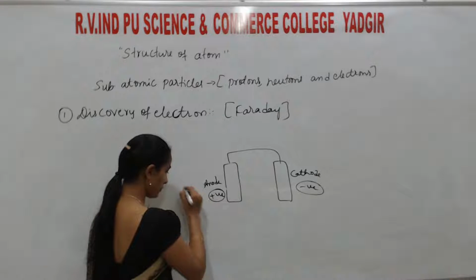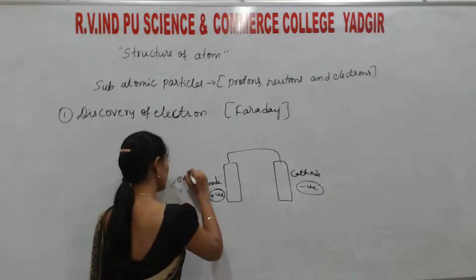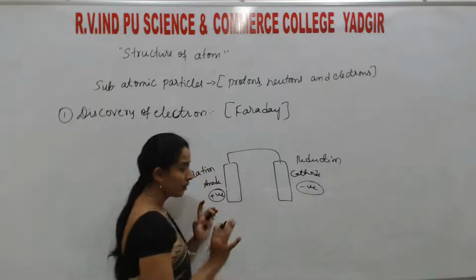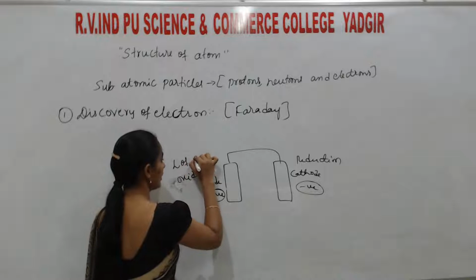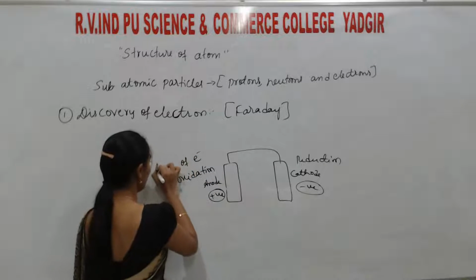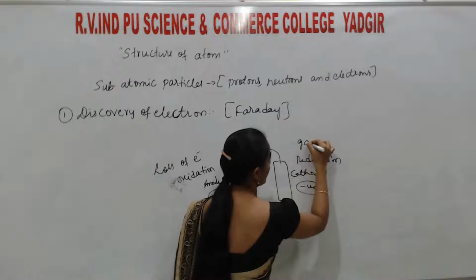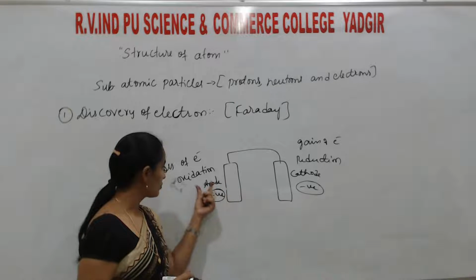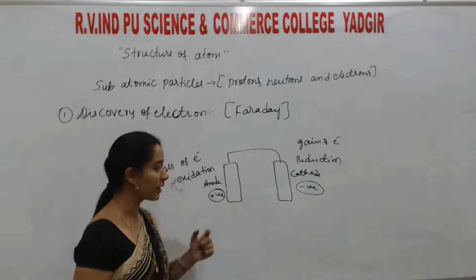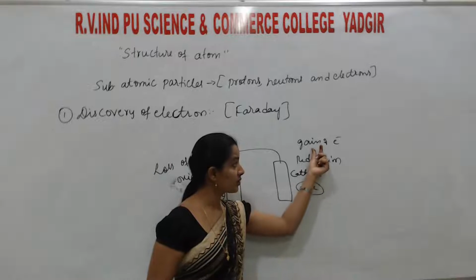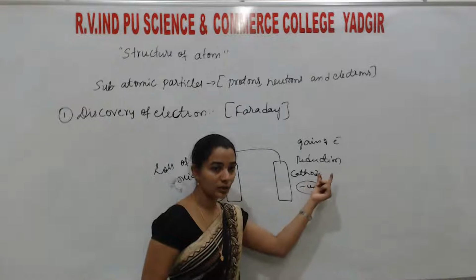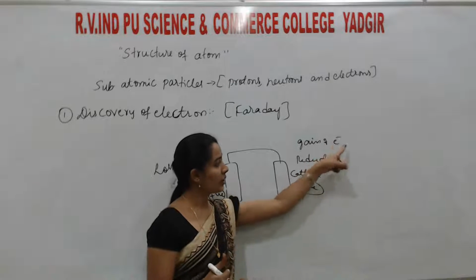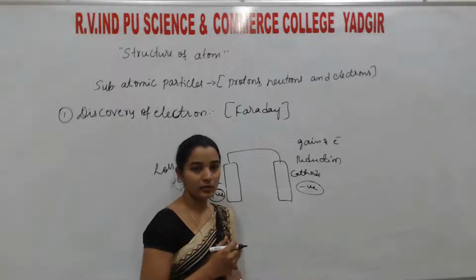So students, here always oxidation takes place at the anode, and here at the cathode reduction takes place. Remember, oxidation means loss of electrons, and reduction means gain of electrons. The anode is positive in charge, so oxidation takes place. The cathode, which is negative in charge, reduction takes place, meaning gain of electrons. Negatively charged species are electrons, so gain of electrons means reduction happens here.